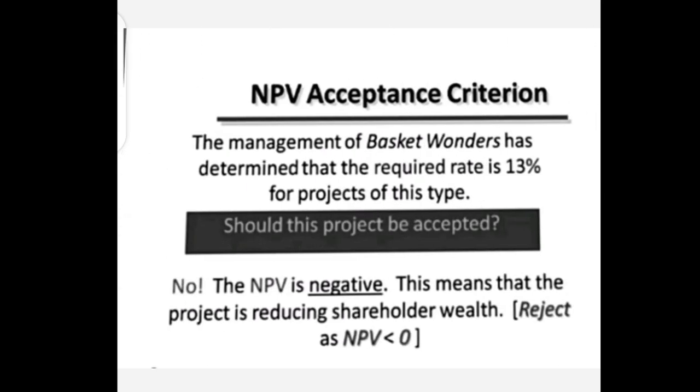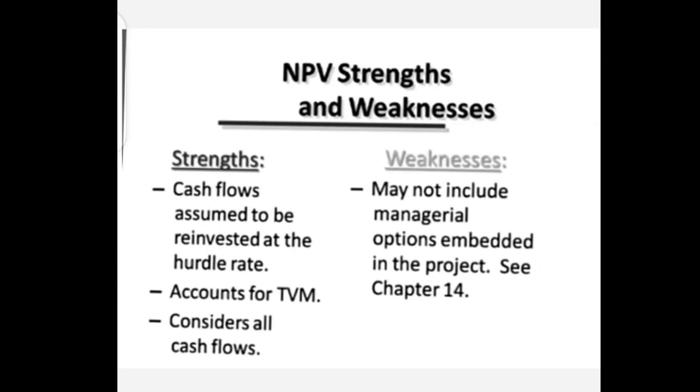The management of Basket Wonder has determined the required rate is 13% for this project type. Should this project be accepted? No, the project should not be accepted. NPV is negative. This means that the project is reducing shareholders' wealth, and hence it should not be accepted. So what are the strengths and weaknesses of NPV? Cash flows are assumed to be reinvested at the hurdle rate, it accounts for the time value of money, and considers all cash flows. These are the strengths. The weakness is that it may not include the managerial options embedded in the project. We will see that in our next lecture, in the next chapters.